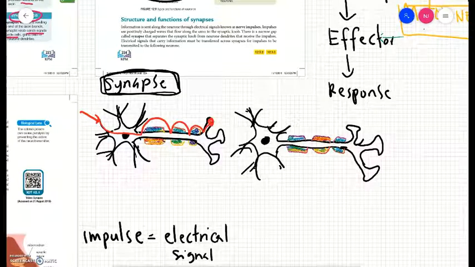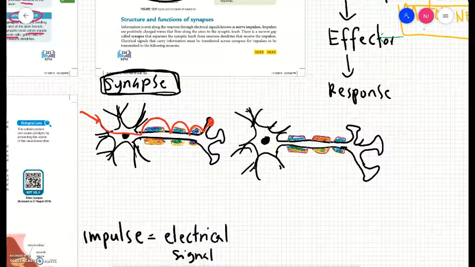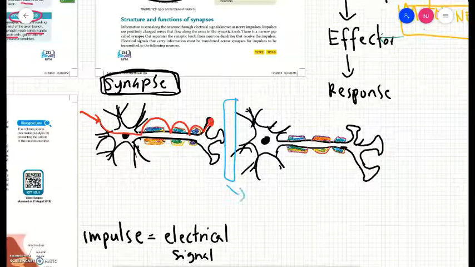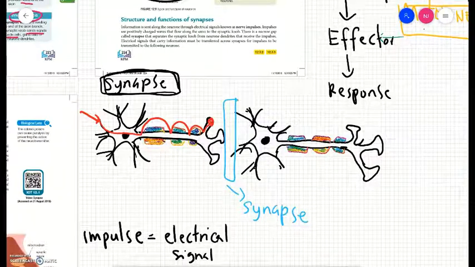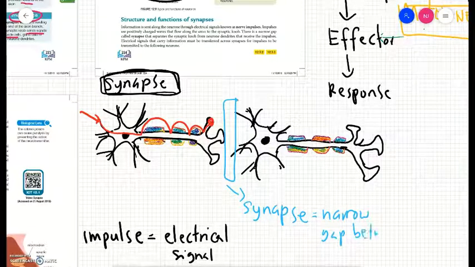Okay, so what is important here, there's a gap here. The dendrite and synaptic knob from these two neurons are not touching each other. Dia tidak bersentuh, dia mesti ada gap. So this gap, this is what we call a synapse. Okay, gap yang ada ini yang kita panggil synapse. Okay, the synapse is also called the narrow gap between two neurons.